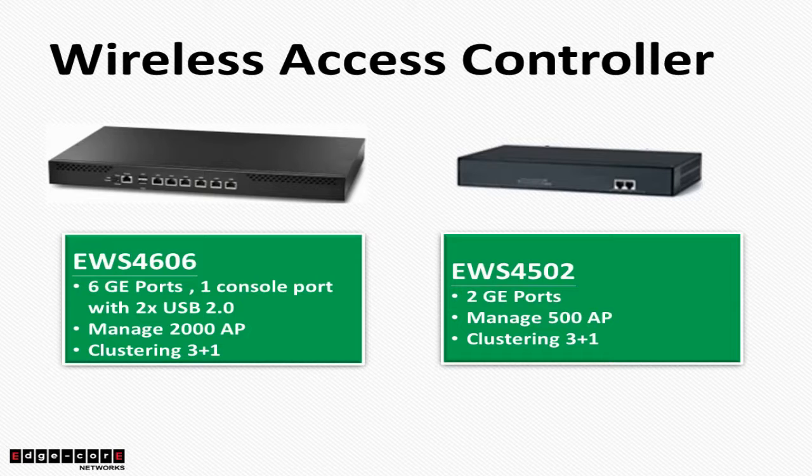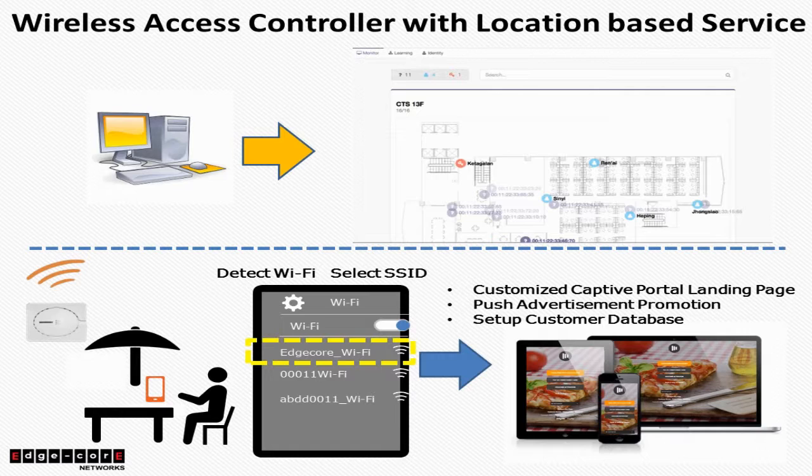For the wireless access controller, we have two different types. One is the EWS 4606. This can support 2000 access points. The small one, 4502, can manage 500 access points. All of them can support clustering. 3+1 can do the redundancy design.